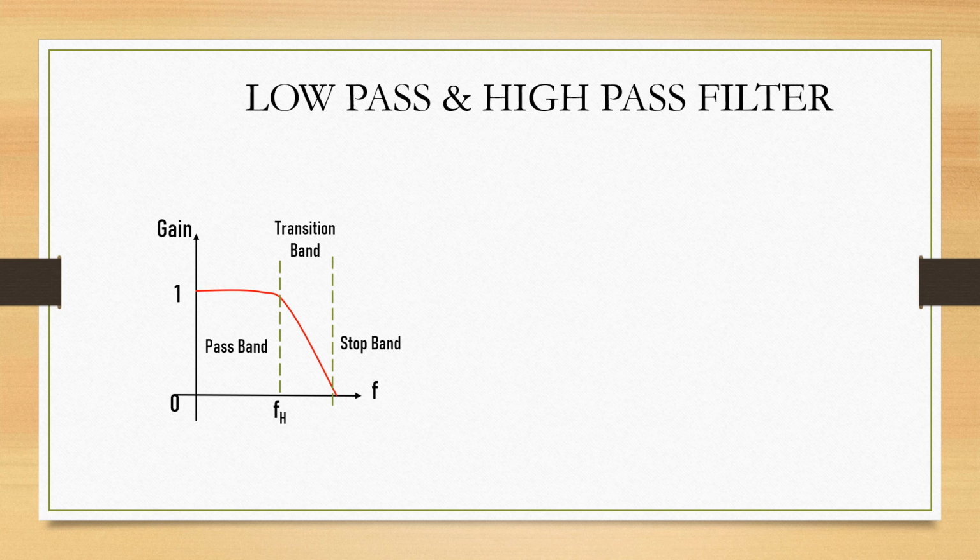The decrease of the gain in the stop band is called the gain roll off, where the gain decreases at a particular rate. The rate will be in decibels per decade, because the gain is expressed in decibels. The rate of decrease we term in dB per decade. So it can be 20 decibels per decade, 40 decibels per decade, depending upon the filter.